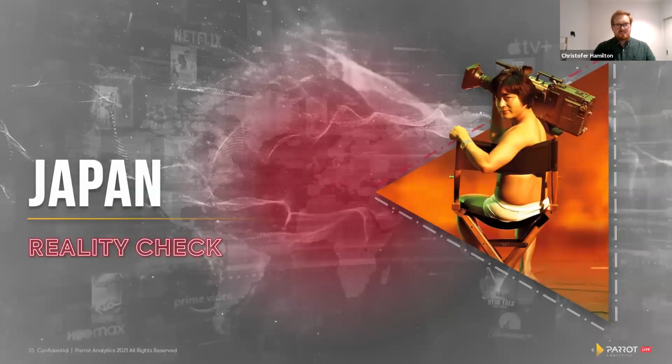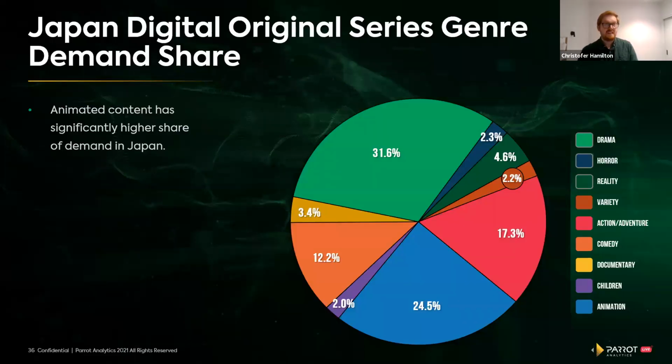And now we have Japan. So Japan's interesting. The demand landscape in Japan is totally different from any of the other markets we looked at. Why is that? That's really because animated content has such a high share of demand among digital originals in Japan. So if you look at it here, it accounts for almost 25% of demand for digital originals in this quarter in Japan. That's huge. We don't see this large a share of demand for animated content in any other market.